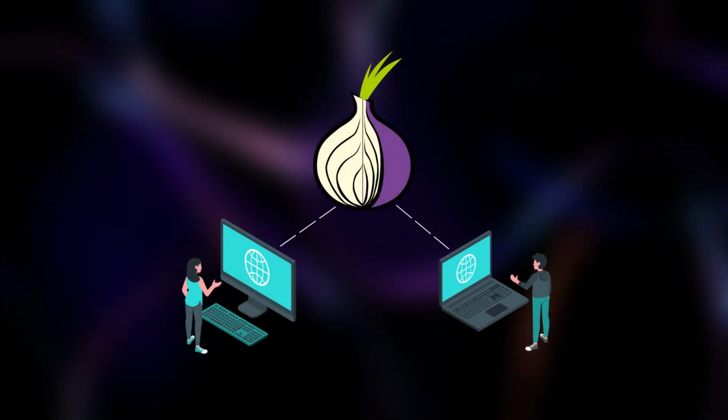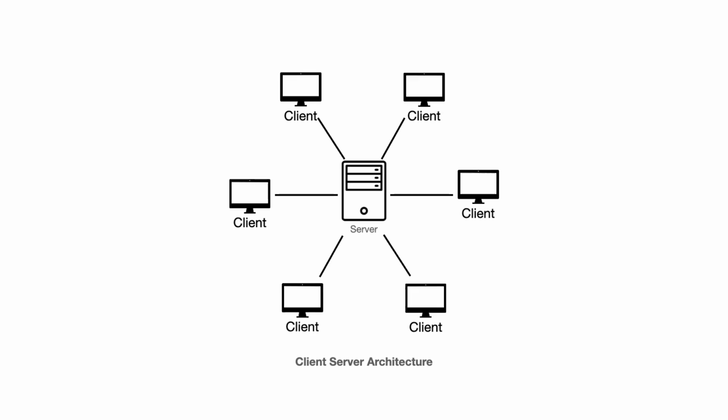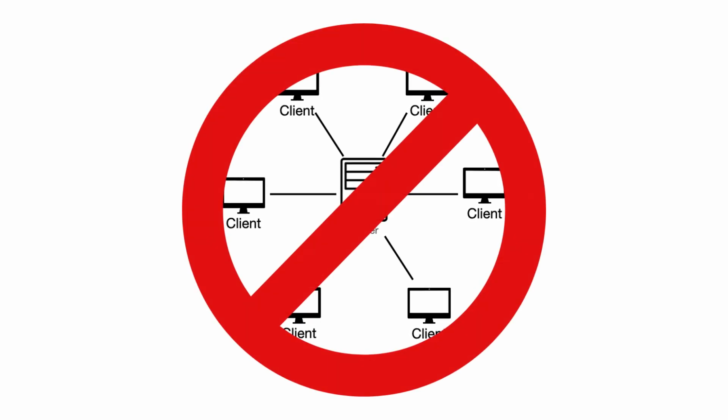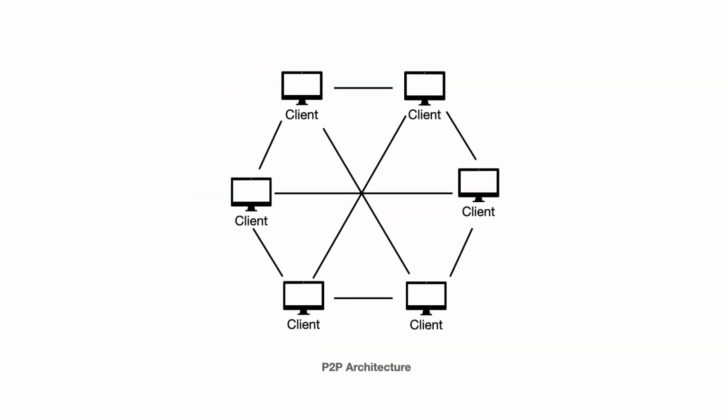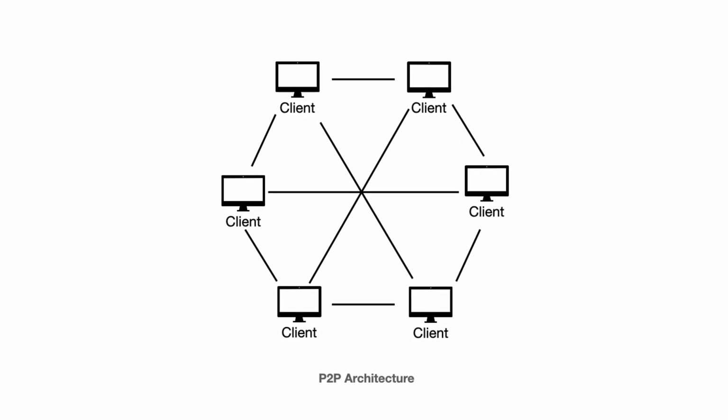OnionShare allows you to share files directly from your computer through the Tor browser. Unlike regular file sharing services, there's no central server storing your data. Everything is peer-to-peer, meaning only the people you choose can access your shared files.